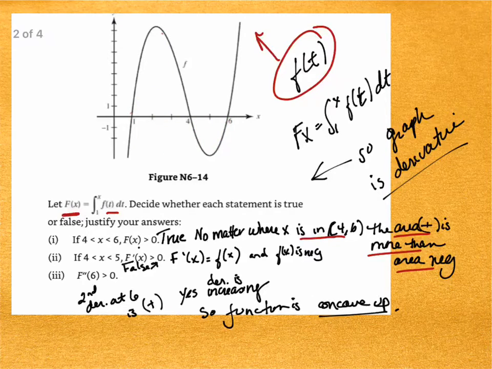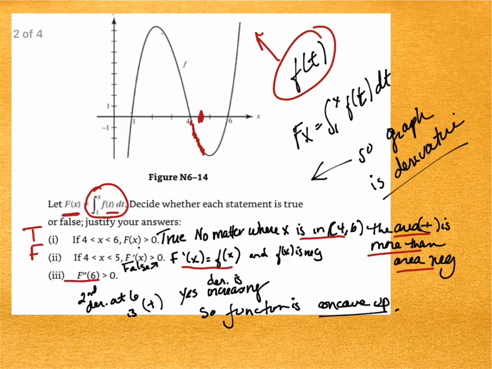All right, let me erase all my mess here. Let's look at number 2. If you pick an x between 4 and 5, then F prime of x, well, we're talking about taking the derivative of that, which is just f of x. Then is that greater than 0? Well, no, it's not. Any x I pick between 4 and 5, f of x will be negative. So the first one was true, this one was false.